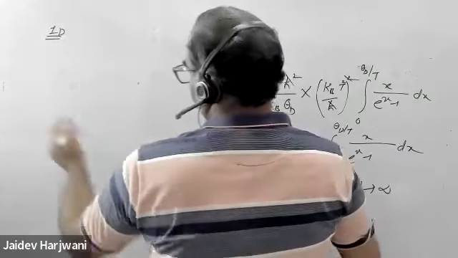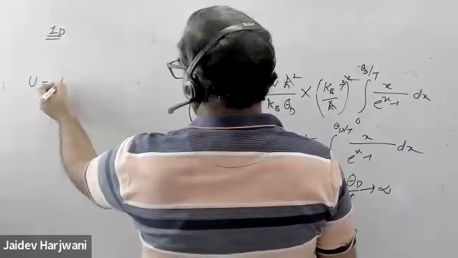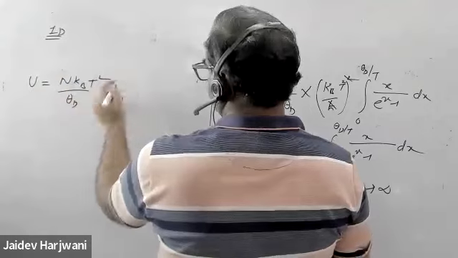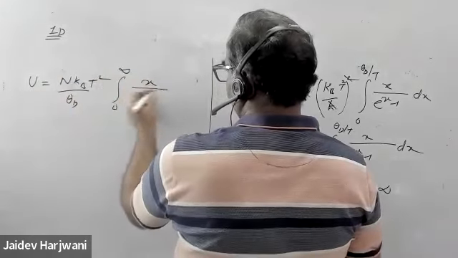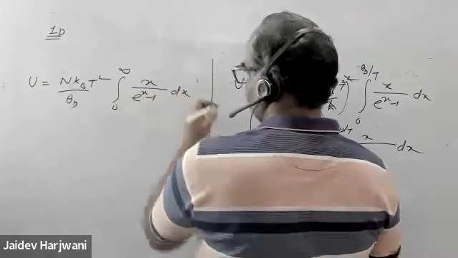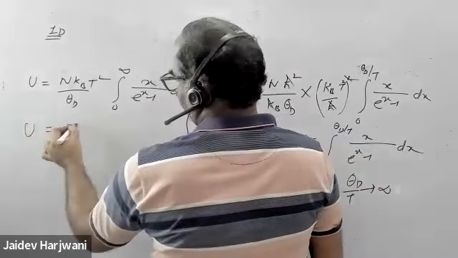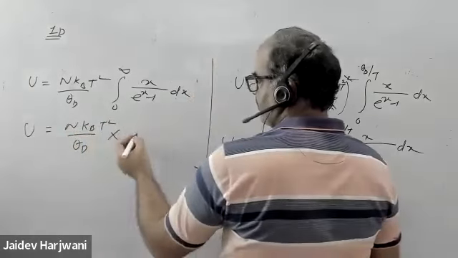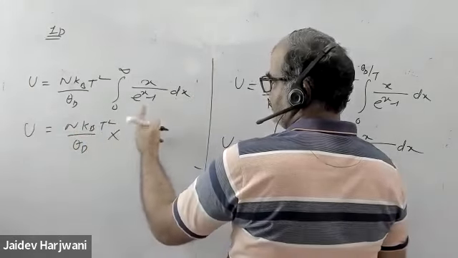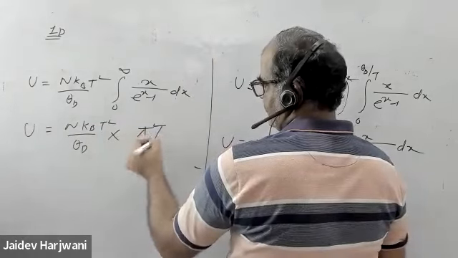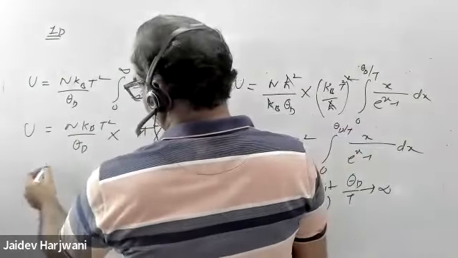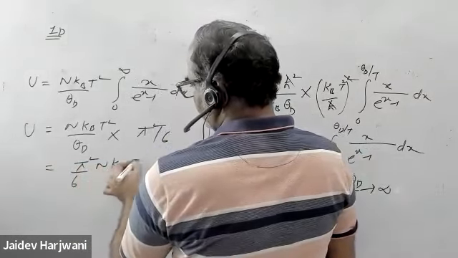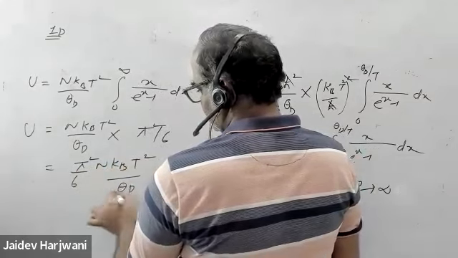Pi square by 6. So u will become what? u will become n kB T square upon theta D times the integral from 0 to infinity of x upon e^x minus 1 dx. What is the value of this integral? Pi square by 6. So this becomes pi square by 6 n kB T square upon theta D.